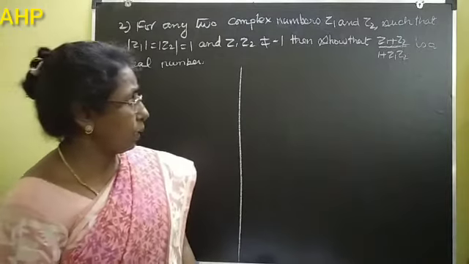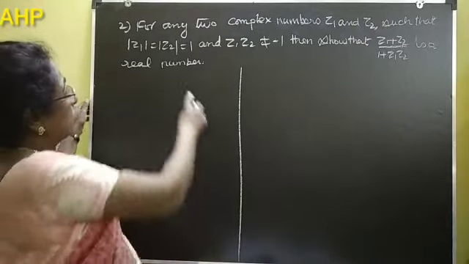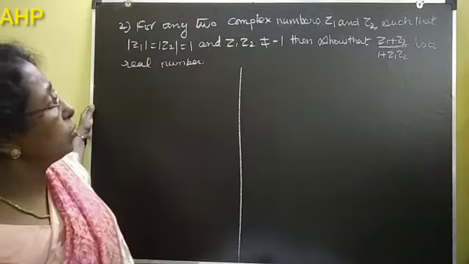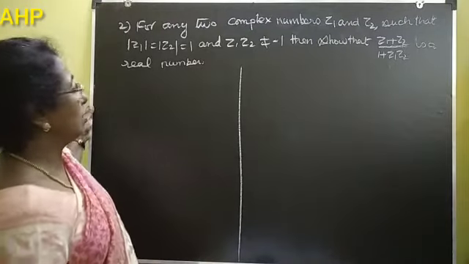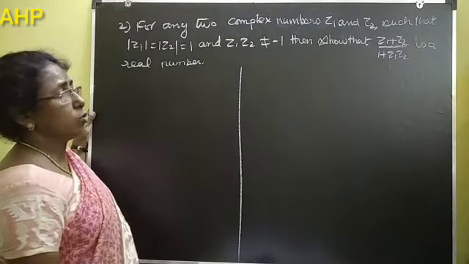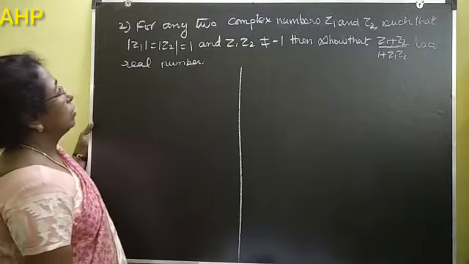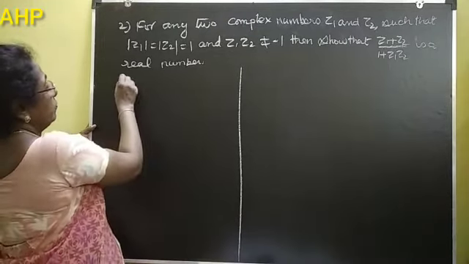For any two complex numbers Z1 and Z2 such that modulus Z1 is equal to modulus Z2 is equal to 1 and Z1 Z2 is not equal to minus 1, show that (Z1 plus Z2) by (1 plus Z1 Z2) is a real number.